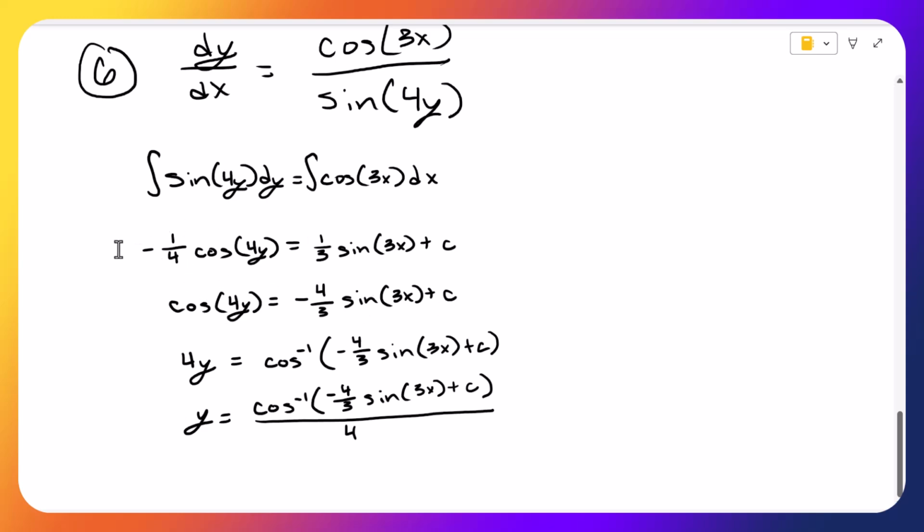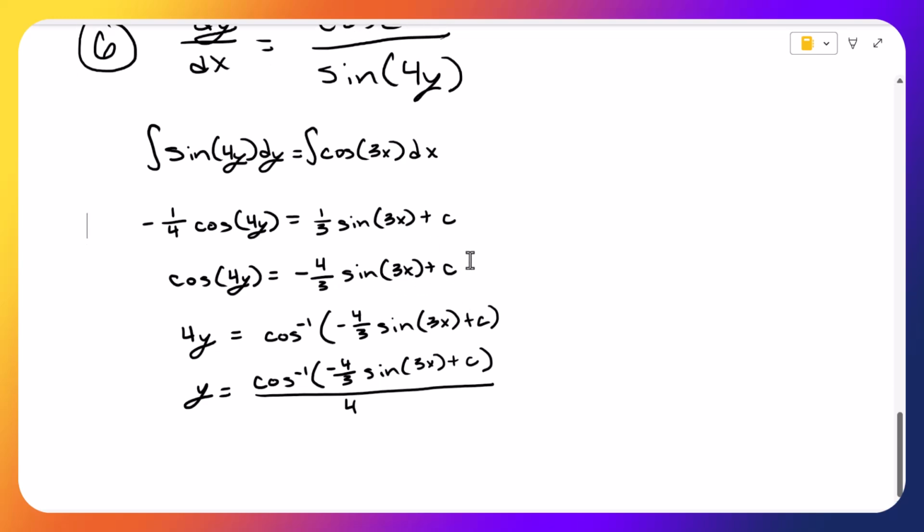Multiply both sides by negative 4, so we get cosine of 4y equals negative 4 over 3 sine of 3x plus c. And here, remember, we're multiplying to c, so it doesn't actually change anything.